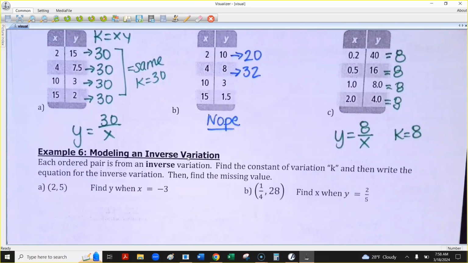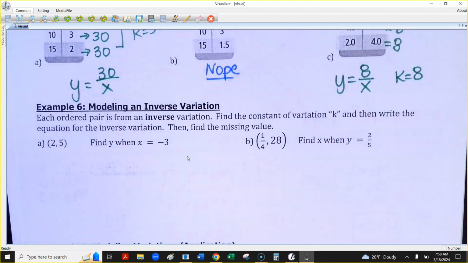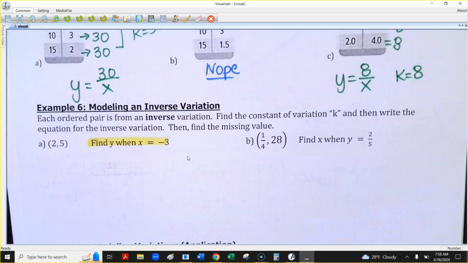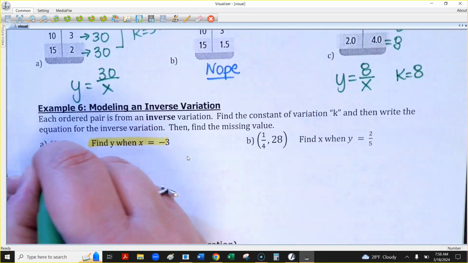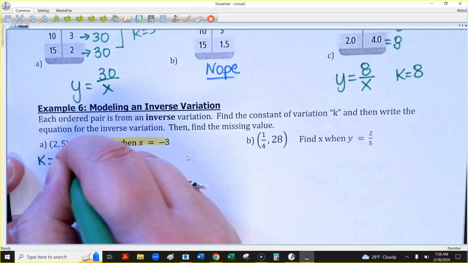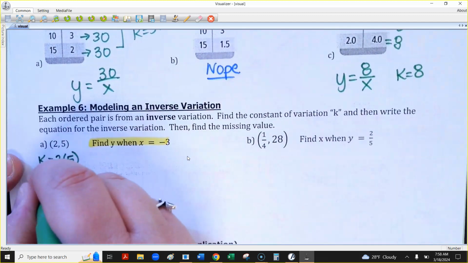Okay, so these are like the questions on the front, right? They're going to ask you a secondary question. This is a little faster, I think, just to find the k value, because all you have to do is multiply the x and y coordinate. That's all you're going to do. So the k value here will just be 2 times 5. K is going to be 10.